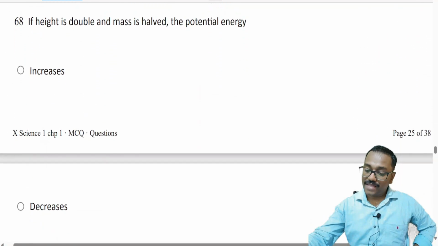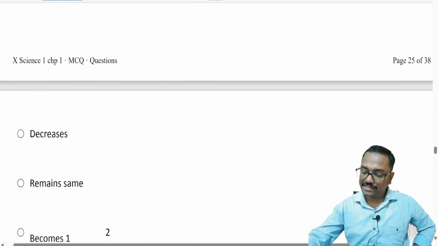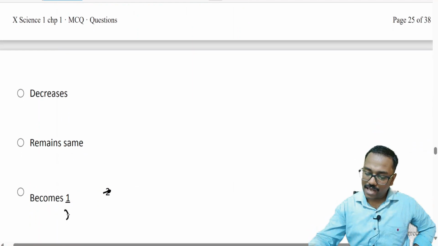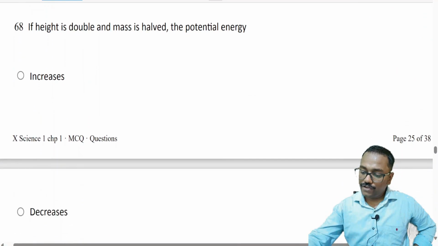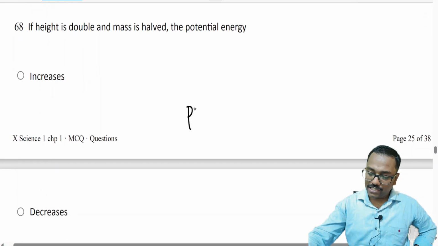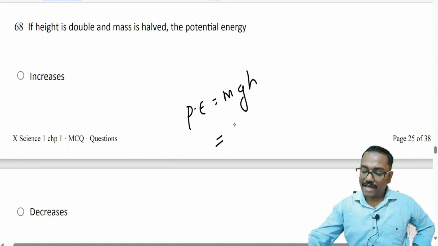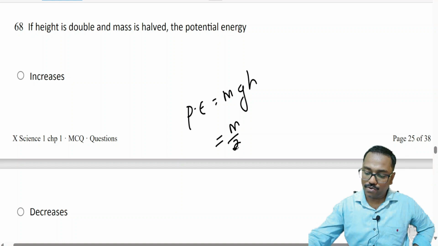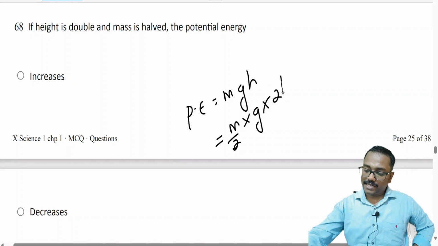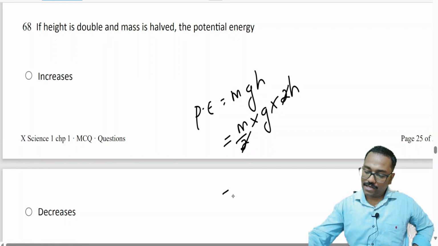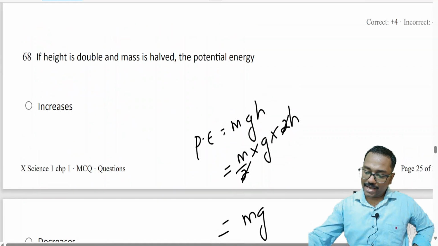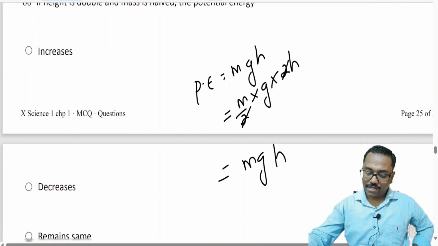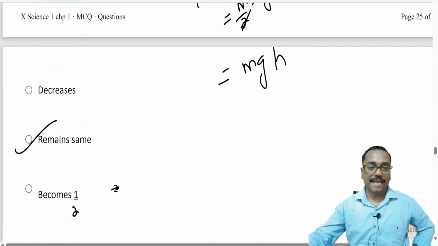Next, 68th question. If height is double and mass is half, the potential energy increases, decreases, remains same, becomes half. So we know potential energy is equal to mgh. Now suppose if mass is half, that means m upon 2, g value will be same, height is doubled, right? So height is doubled, that means 2h. So here 2 will get cancelled. So your answer will be mgh, right? So it remains the same.